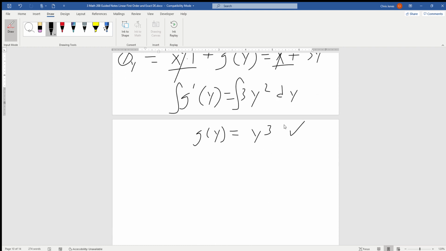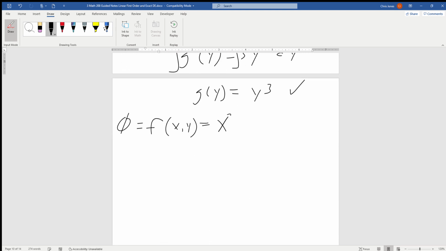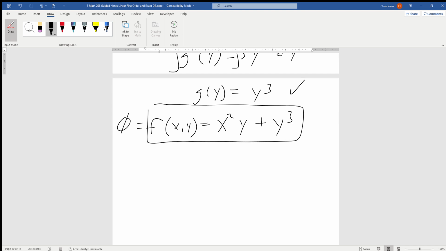All right? So our phi, which is technically going to be the function in terms of x and y, is going to be equal to x squared y plus y cubed. All right? So that's our function. Now, how do we know if that's even close to right? Well, let's take the partials.